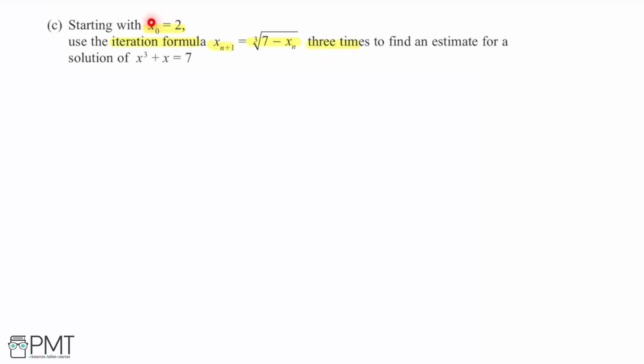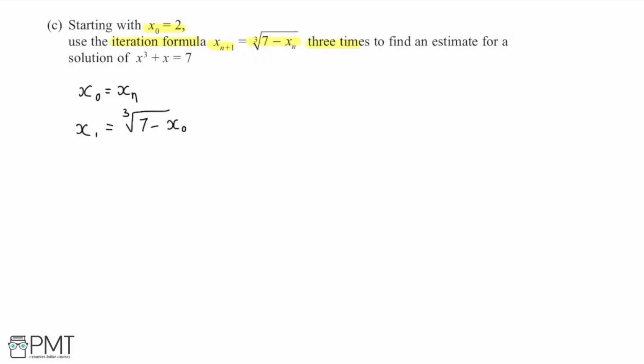Now we're asked to start with this value x0 is equal to 2. So if we let x0 is equal to xn, so we're starting with n is equal to 0, what we do to find x of n plus 1, so 0 plus 1, so x1 is going to be equal to the cubed root of 7 minus xn, which is x0. So just to go through that again, we have xn plus 1 and n is 0, so n plus 1 is 1. So x1, the next term, is equal to the cubed root of 7 minus x0.